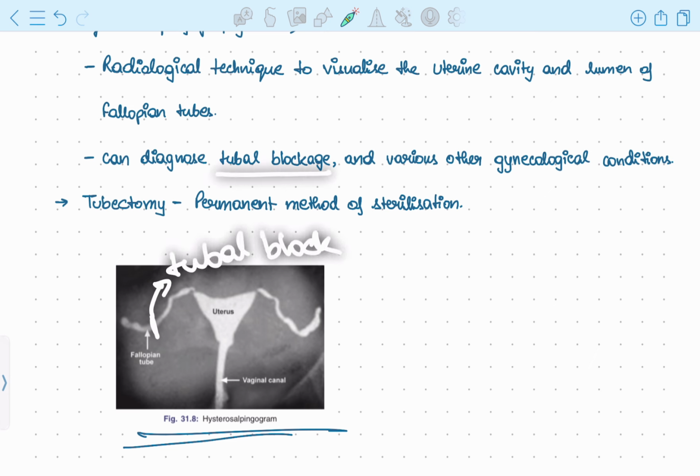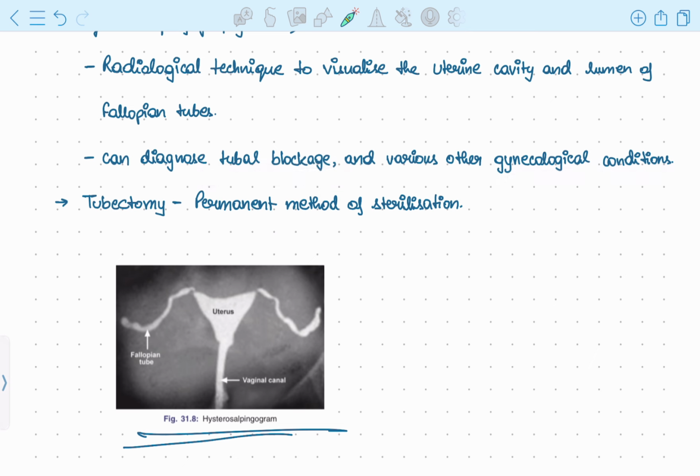What do you mean by infertility? Infertility means that the female is unable to conceive even after unprotected intercourse. Okay, so it is used to diagnose infertility and various other gynecological conditions related to the uterus.